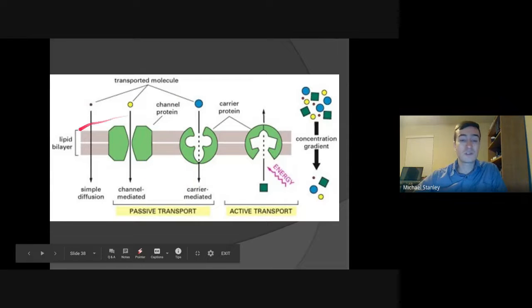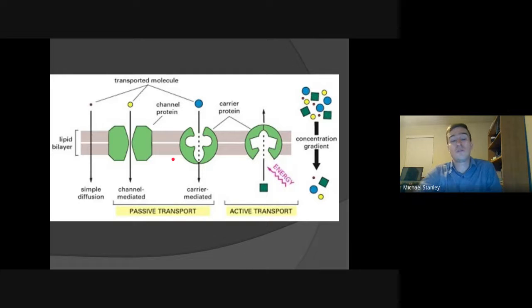So all of these first three are all passive transport. Well, the first one's not transport. These guys are all passive transport. These molecules are naturally moving from the high concentration to the low concentration area through facilitated diffusion, either through a channel or carrier protein. So we don't need any energy to help these guys out.